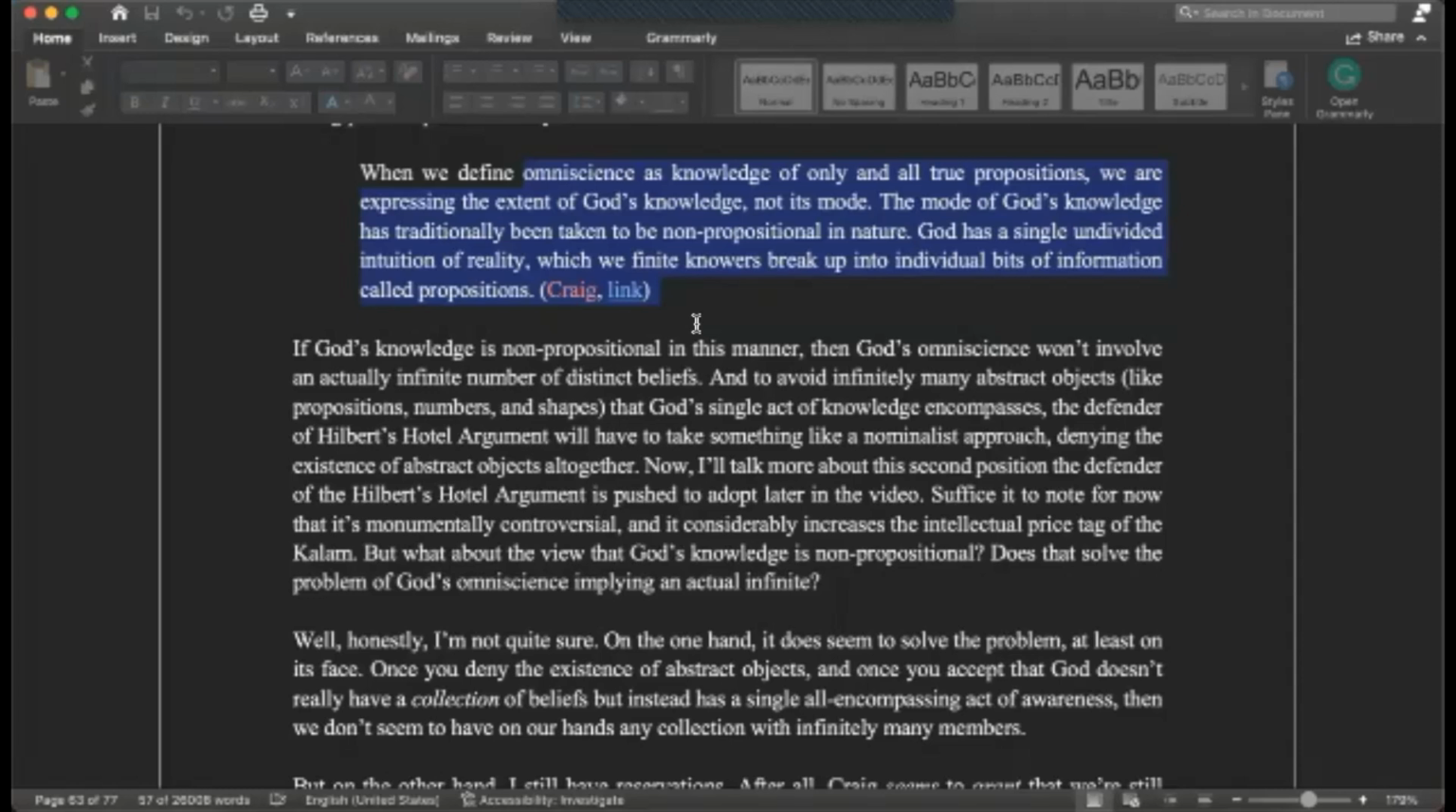Suffice it to note for now that it's monumentally controversial, and it considerably increases the intellectual price tag of the Kalam. But what about the view that God's knowledge is non-propositional? Does that solve, we might ask, the problem of God's omniscience implying an actual infinite? Well, honestly, I'm not quite sure. On the one hand, it does seem to solve the problem, at least on its face, right?